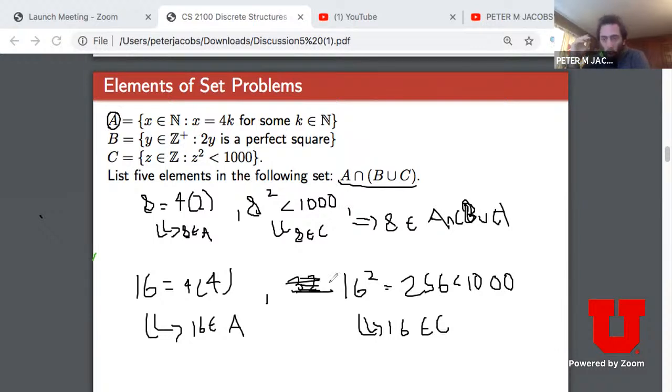And then we could do that for 3 additional numbers. For example, we can do it for 4. We could have also done it for 12. So you can verify that 4 is in A, and that 4 is in C, and that 12 is in A, and that 12 is in C. And then we can also do it for 20. So that would give us 5 numbers that are in A intersection B union C. Are there any questions or comments or concerns about this question?